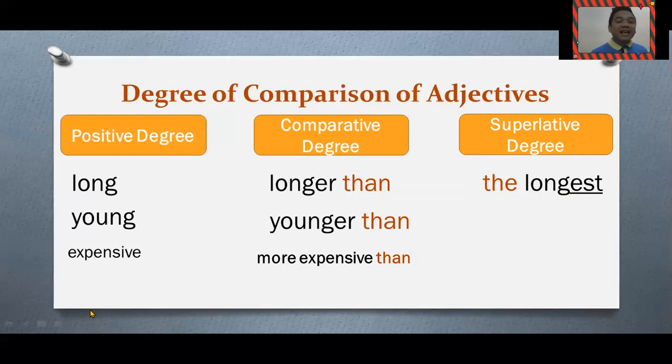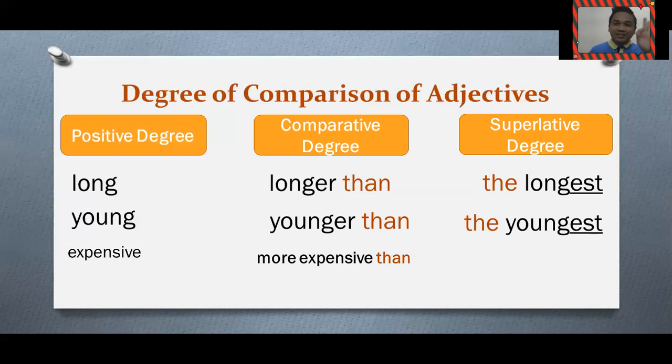Let's find it out. Now let's have the word young again. So again, young has one syllable, comparative younger than, superlative we have the youngest. Again, you have to add the word the before the adjective and add est. So young, younger than, the youngest. Again, you add the before the adjective, and after the adjective, you add est, only if the adjective has one syllable. Now, expensive. How many syllables are there in expensive?